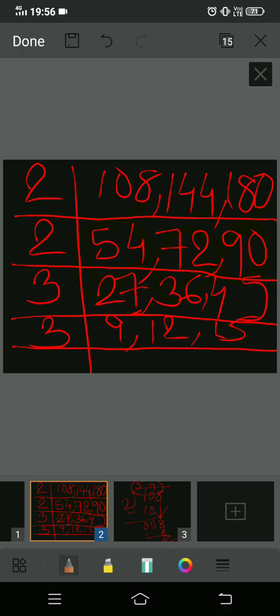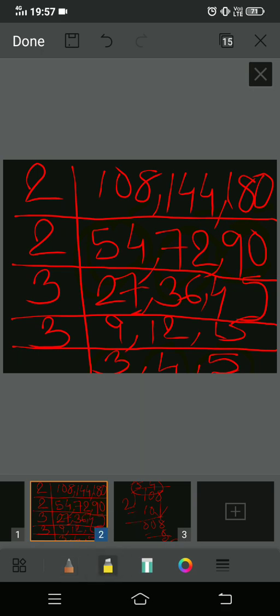9 divided by 3, you'll get the answer 3. 12 divided by 3, you'll get the answer 4. And when you divide 15 by 3, you'll get the answer 5. Okay, so now in the end, what is remaining is 3, 4 and 5. I know I don't have much space, but 3, 4 and 5 is quite visible.